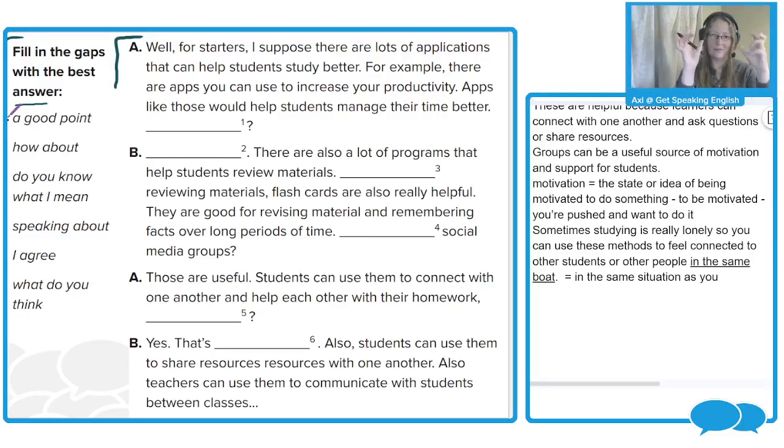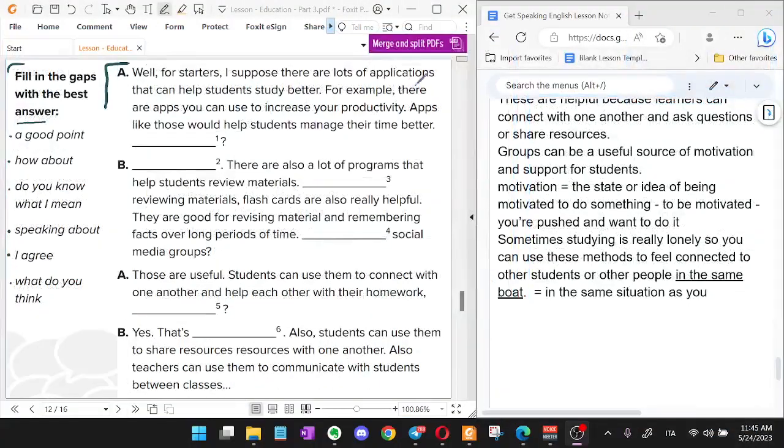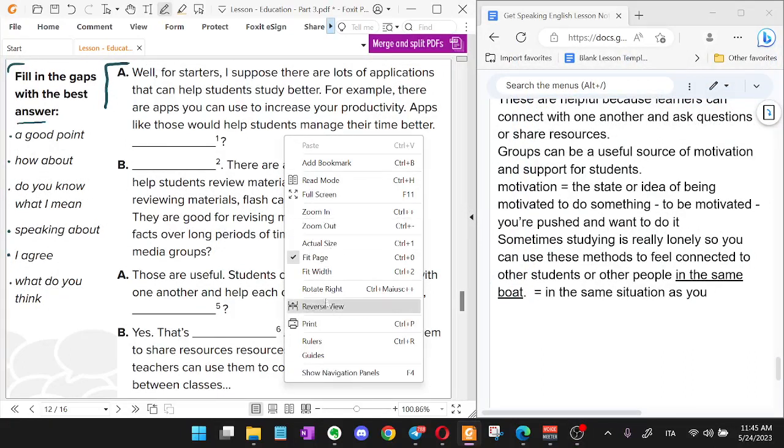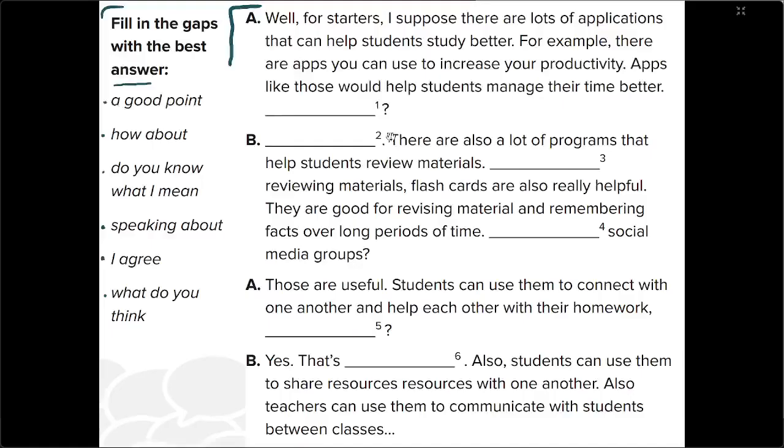One, a good point. How about, do you know what I mean? Speaking about, I agree. And what do you think? All right. So I'm going to give you guys just a minute to look at this. I'll give you maybe 2 minutes, and then we'll come back and we'll discuss our answers.